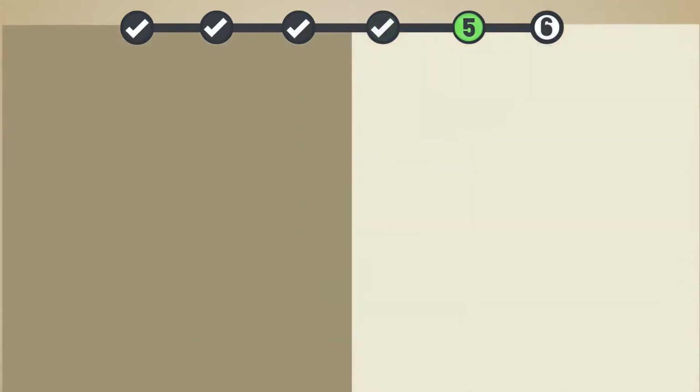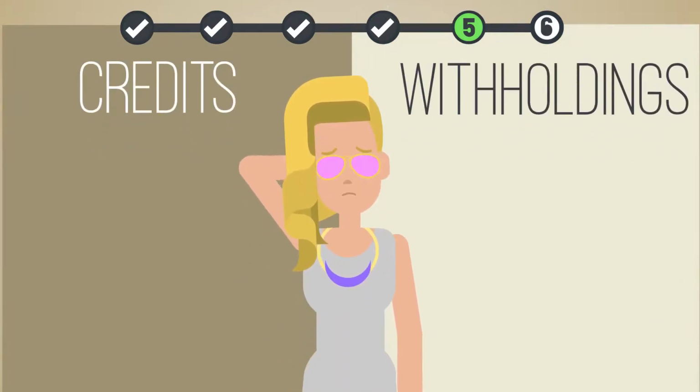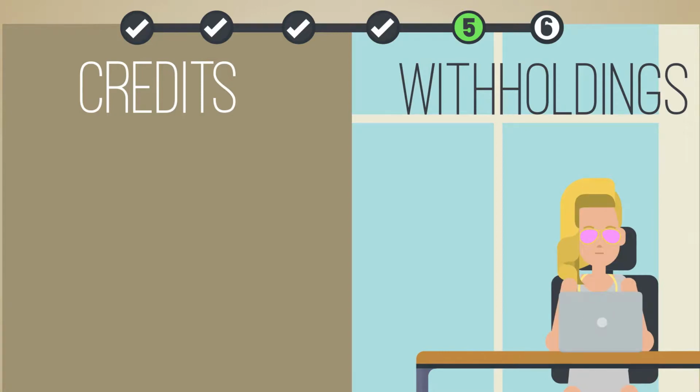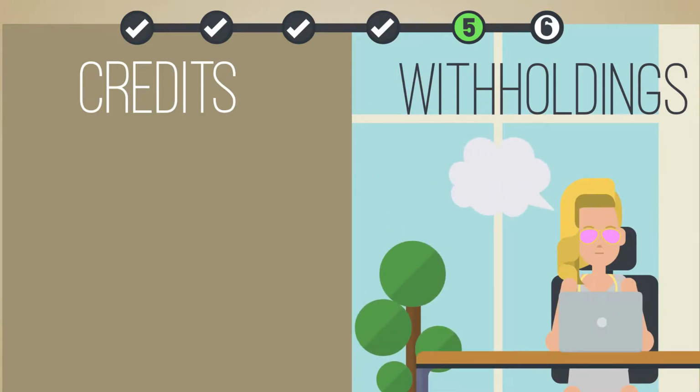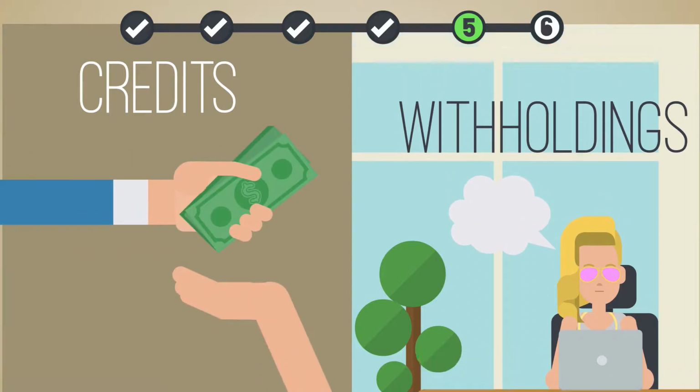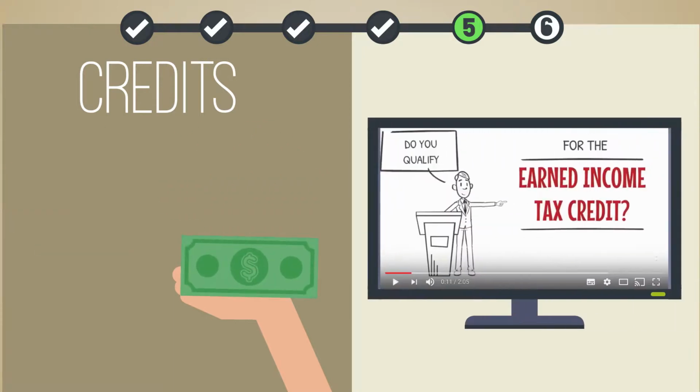But don't panic, let's check your credits and withholdings to see if you actually owe anything. When you started your job, you filled out a form to state how much of your pay can be held back for taxes. Keep this number in mind. You could also get a tax break by claiming the Earned Income Tax Credit. To see if you qualify and how much you can get, check out our EITC video.